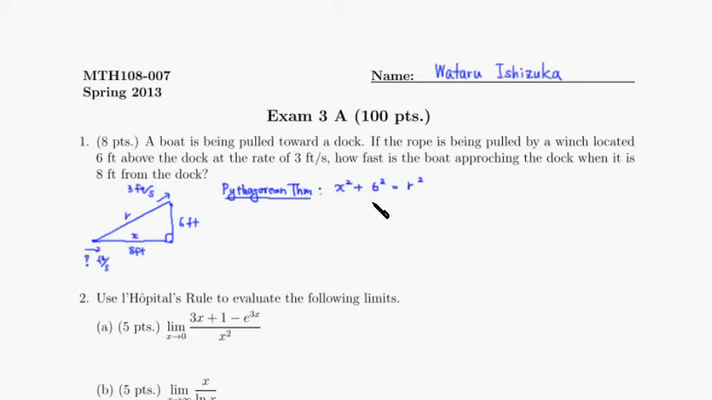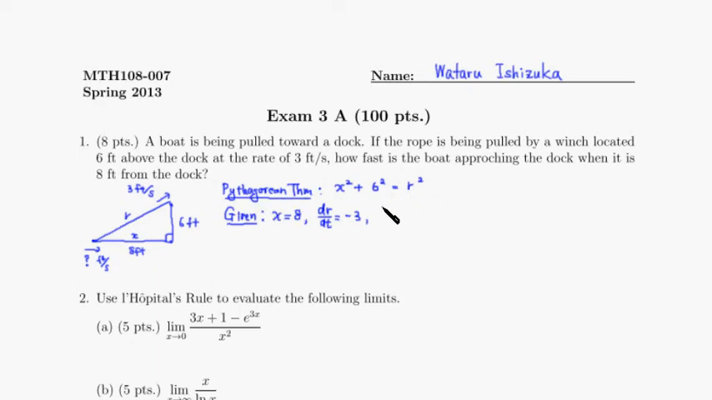Then the other given quantities: x is 8 at this moment, so x equals 8. And the rope is being pulled at the rate of 3 feet per second, so the rate of change of the length of the rope with respect to time, since the rope is getting shorter, is going to be -3.